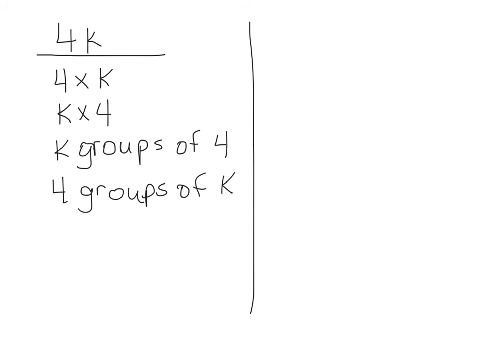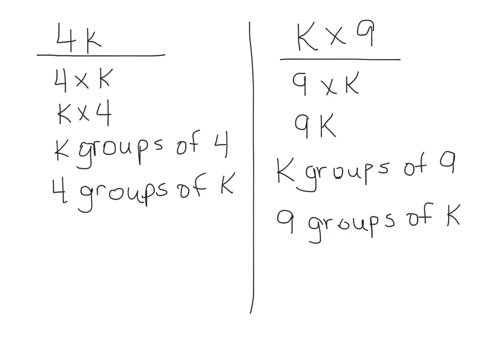What are some other ways to write 4K? Pause the video and see how many you can come up with. You could have 4 times K, K times 4, K groups of 4, 4 groups of K. How about K times 9? Just pause the video and see how many other ways you can write that. You could have 9 times K, 9K, K groups of 9, and 9 groups of K.